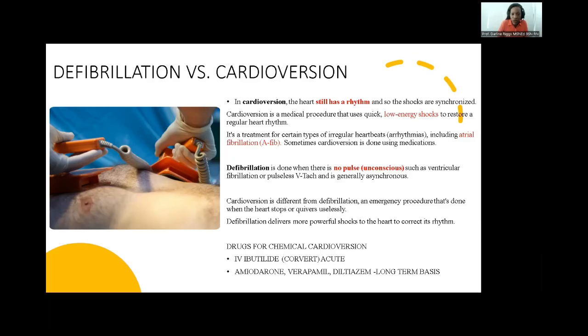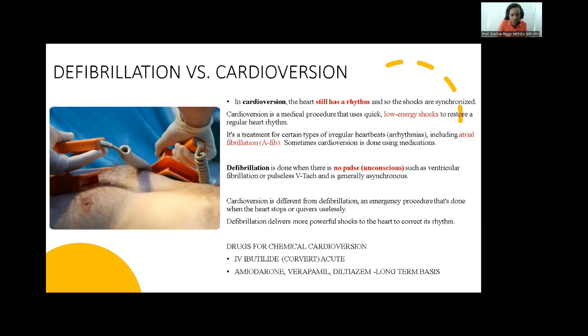We use this for irregular heartbeats, like atrial fibrillation, which we're going to cover in a moment. So in AFib, one of our priorities is cardioversion. There's still a rhythm. Atrial fibrillation is an abnormal rhythm, but it's a rhythm. So we can do that physically with the energy shock, or we can do that chemically with drugs, with medication.